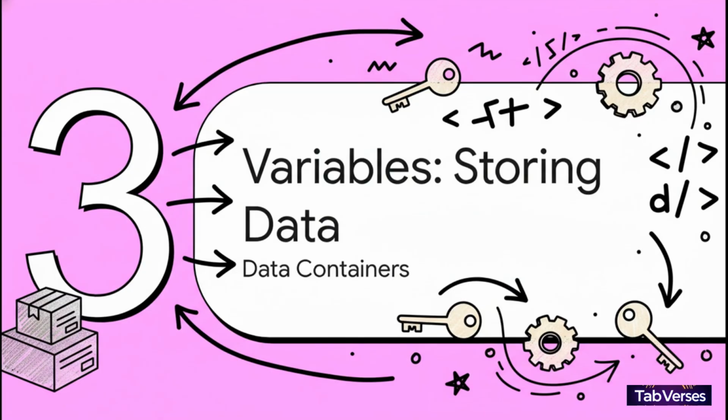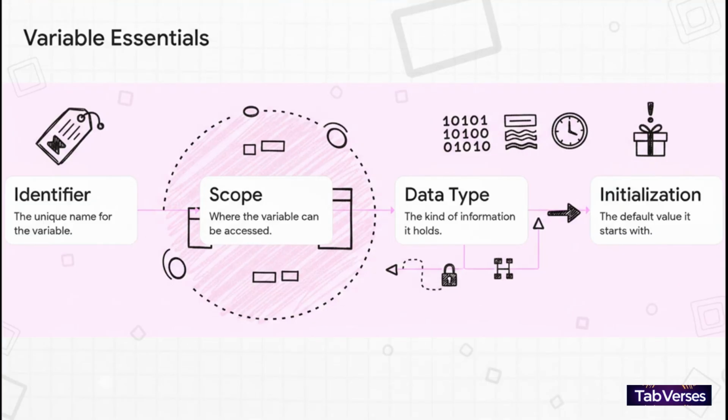Okay, so we know how to label our storage boxes. Now let's talk about how we actually create them in our code. This process is called declaring a variable, and there are a few key ingredients we need every single time. Right, so every variable has four essential parts. We've got the identifier, that's the name, but we also have to define its scope, which is where it's allowed to live. Then there's its data type, what kind of stuff it can hold, and finally, its initial value.